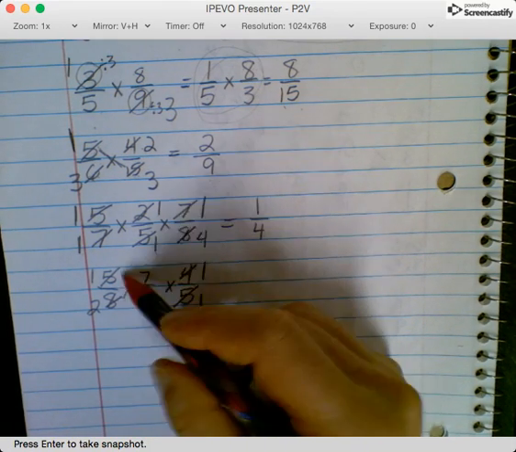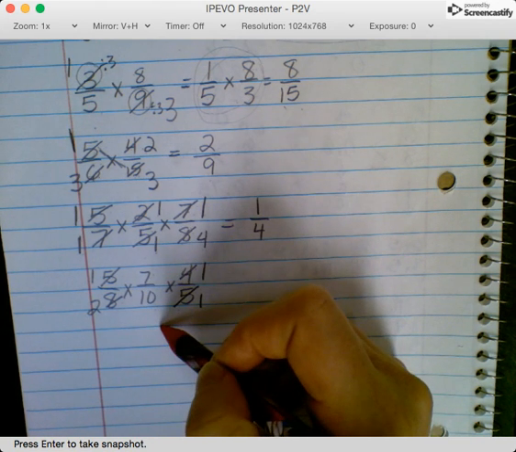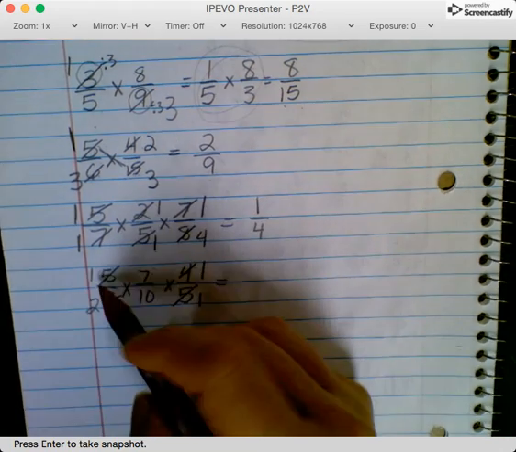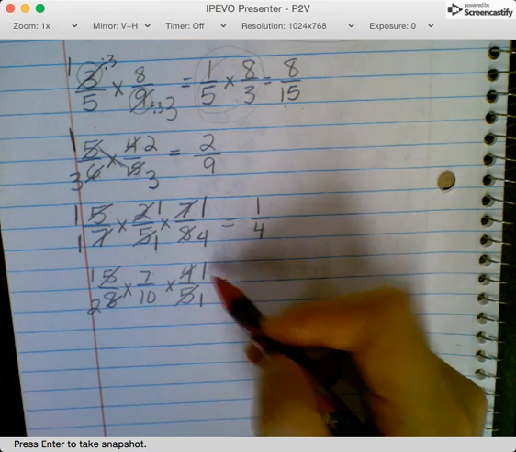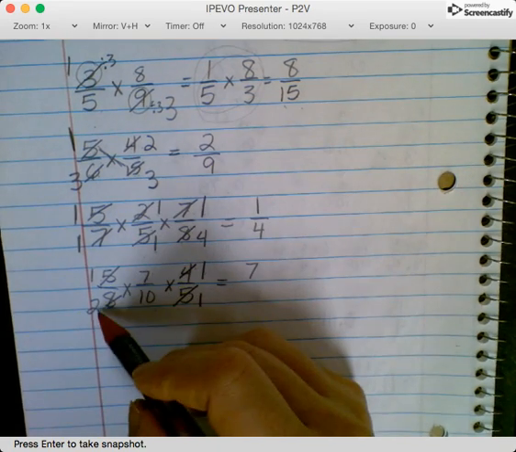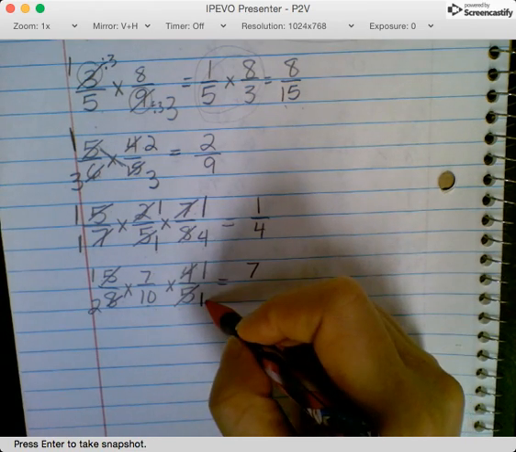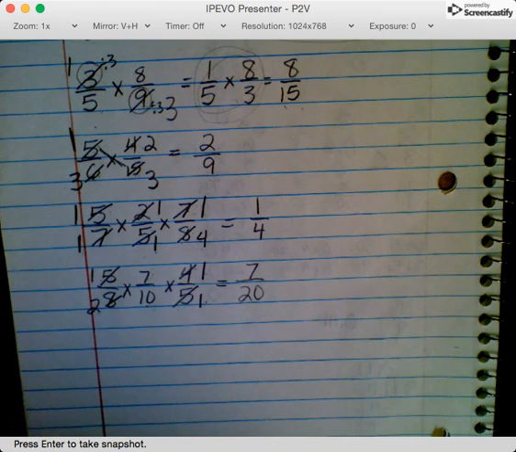7 doesn't have anything that it can be reduced by, and there's nothing left for the 10 to be reduced by. So then I just multiply. 1 times 7 is 7, and then 7 times 1 is 7. 2 times 10 is 20, and 20 times 1 is 20. So I end up with 7/20, and that cannot be reduced. So that's kind of a quick run through of simplifying and then multiplying.